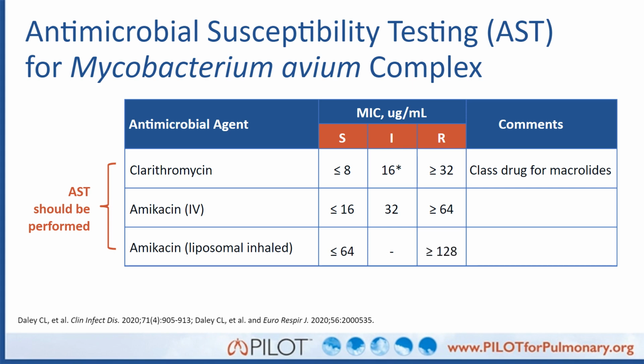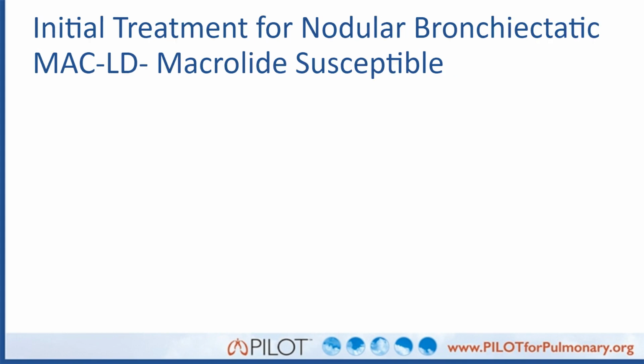So we should be looking really at the macrolides and amikacin to see if patients are susceptible to these antibiotics, and we also should be looking at MIC cut points to see if a patient is in fact susceptible to these agents. And when we talk about different regimens for MAC, it's important to classify whether a patient has nodular bronchiectatic MAC or if they have cavitary MAC.